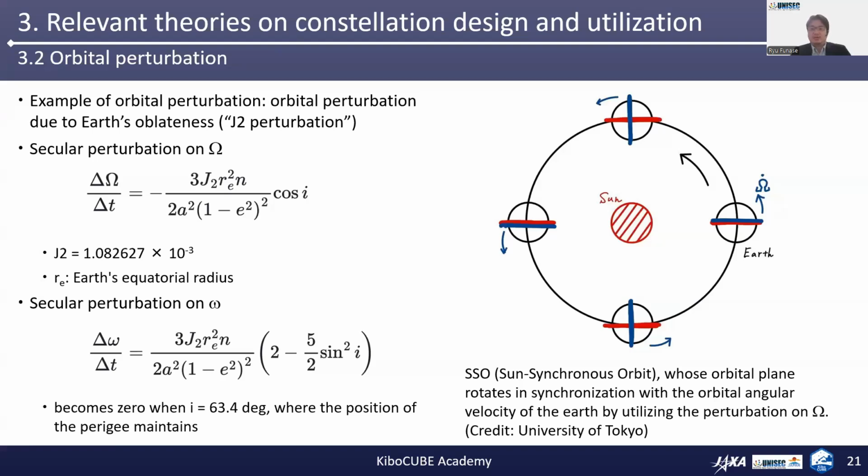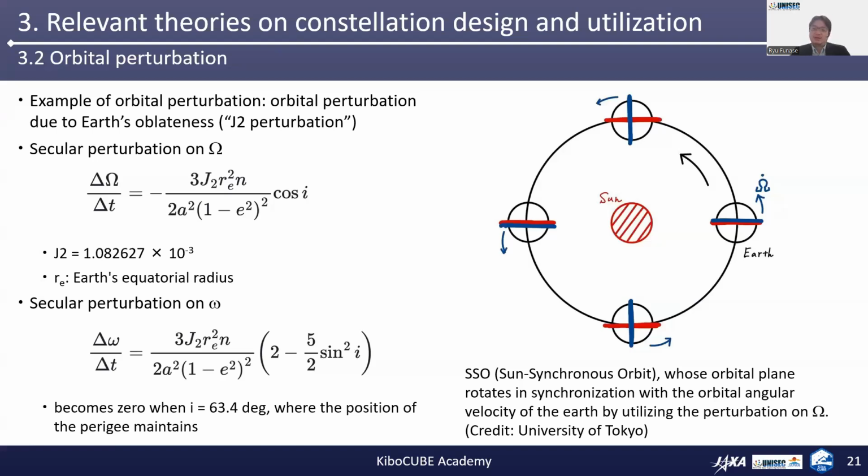In the right figure, the sun is in the center and the Earth orbits around the sun. If there is no perturbation, the orientation of the orbital plane does not change in the inertial coordinate system as shown in the red line. So the direction of the sun relative to the orbital plane changes with the seasons. In other words, with the changes in the position of the Earth in its orbit.